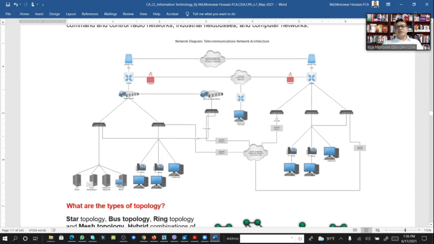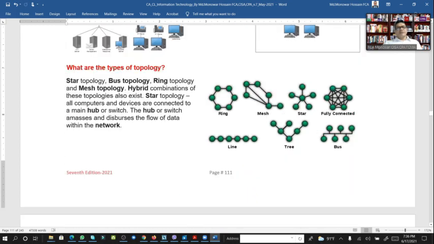So within the organization, each and every point, each and every department, each and every segment, each and every desk is within the network, and that architecture should be designed to align with the business. So this is a vital point for our exam. What are the types of topology? We know the different types of topology. There are star topology, bus topology, ring topology, mesh topology, hybrid, combination topology, etc.